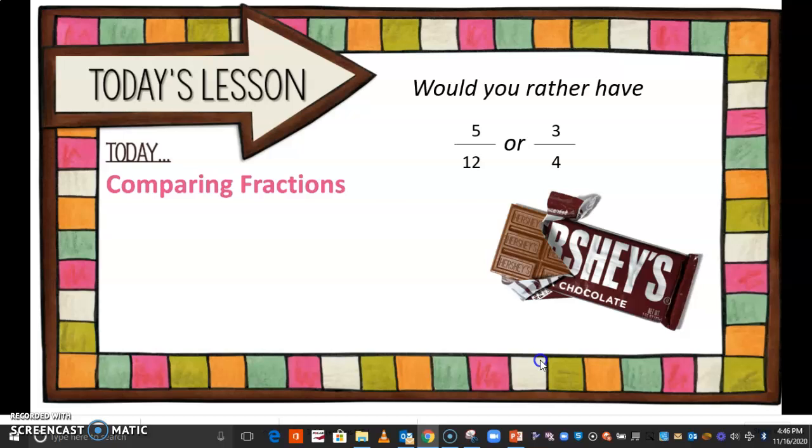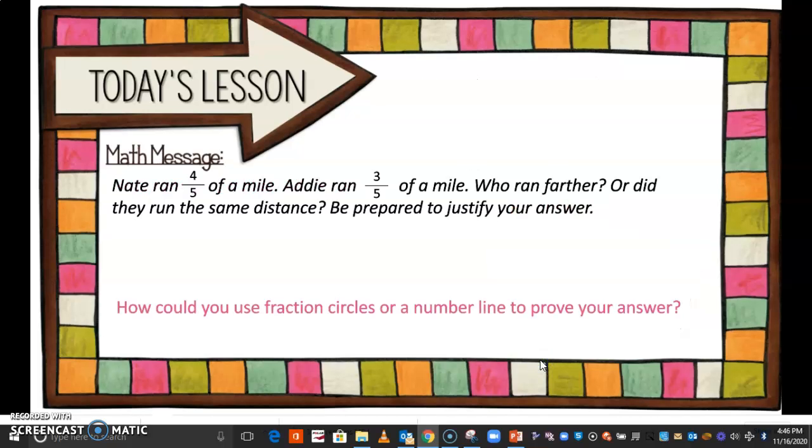Okay. So in the meantime, in our notebook, what we had started was we wrote the story problem. No, sorry, we did not write the story problem. We just needed the fractions, right? So the story problem reads, Nate ran 4/5 of a mile. Addie ran 3/5 of a mile. Who ran farther? Or did they run the same distance? Be prepared to justify your answer. So again, you don't want to rewrite that whole thing in your notes. We just need 4/5 and 3/5.